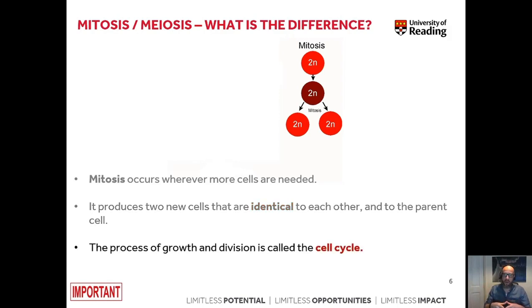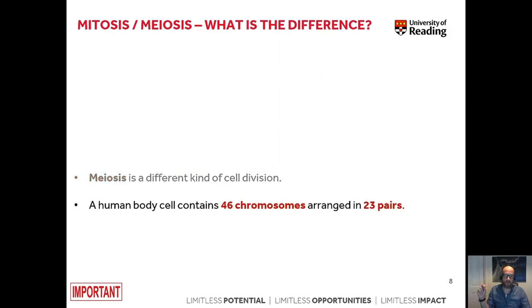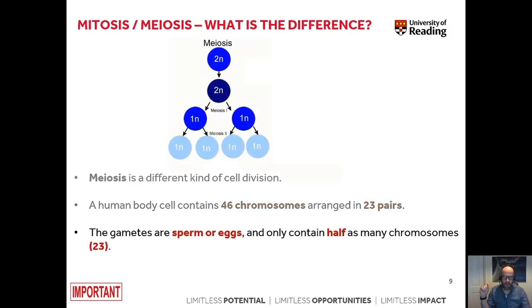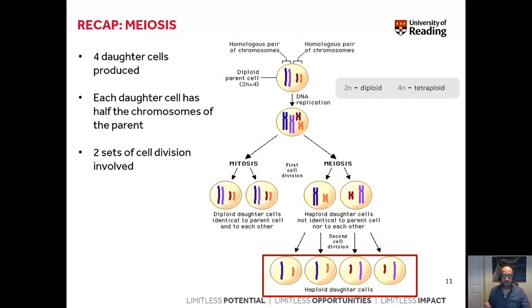Mitosis, together with cell growth, is called the cell cycle. In contrast, meiosis is a different kind of cell division. So again, what we need to keep in mind here, that a human body cell contains 46 chromosomes that are arranged in 23 pairs. In sperm or egg cells, only half of those chromosomes is present. And the result of meiosis is actually production of those cells. Therefore, meiosis is sometimes referred to as reduction division.